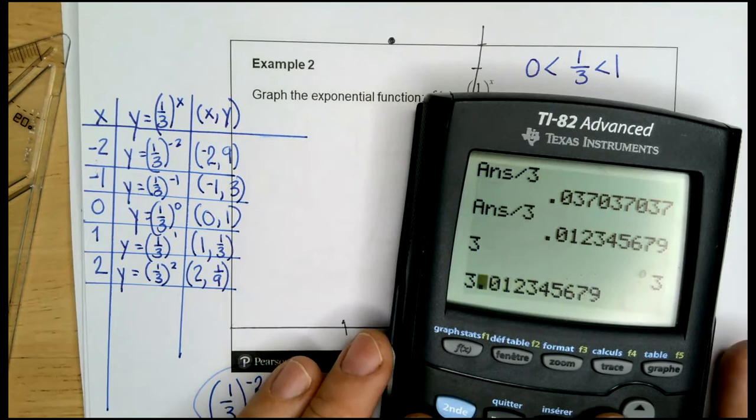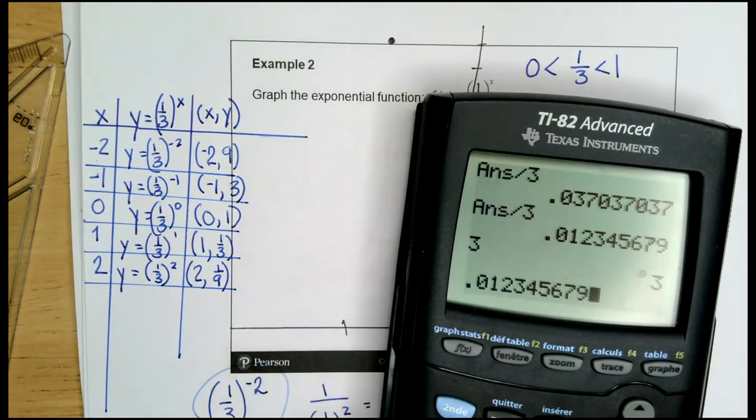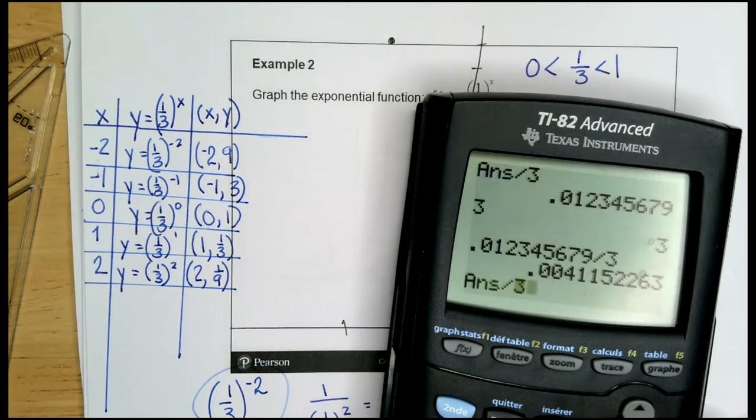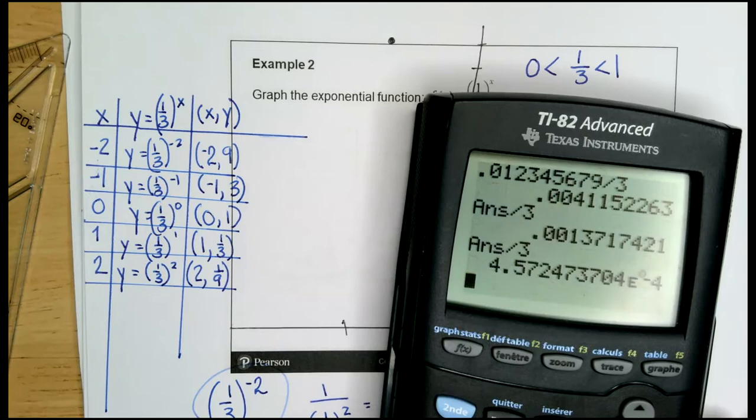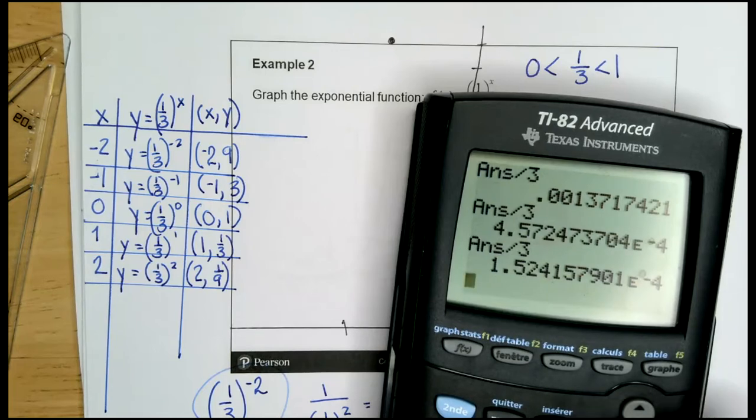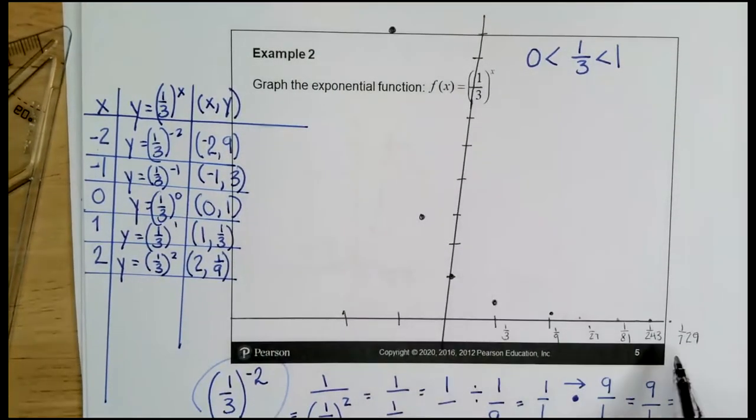I could do that forever, and I would never get to 0. I would get to where my calculator might even call it 0. But do you see how they start using this now? Very small number, just like Desmos did. It will never be 0. It just gets closer and closer and closer.